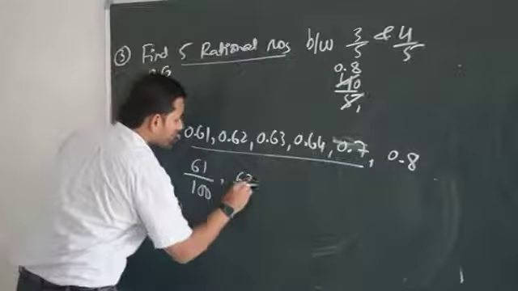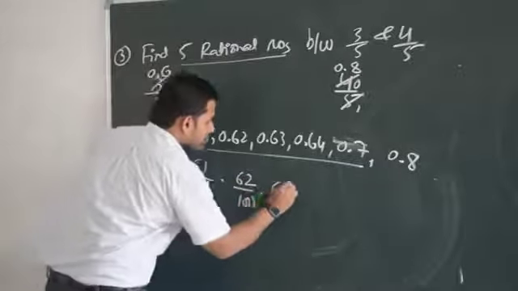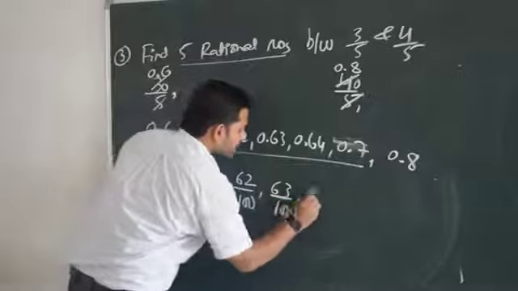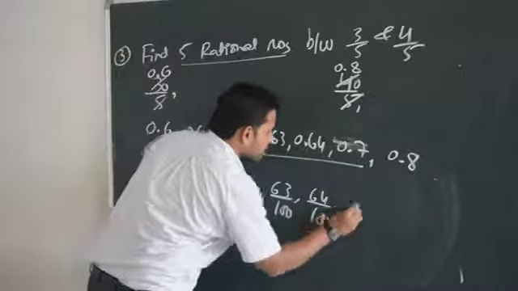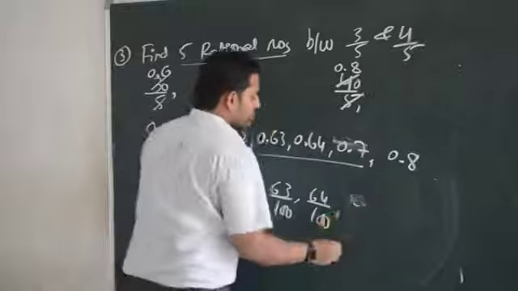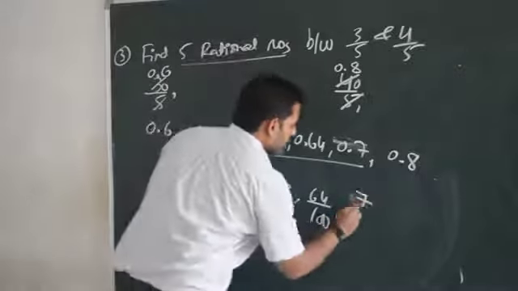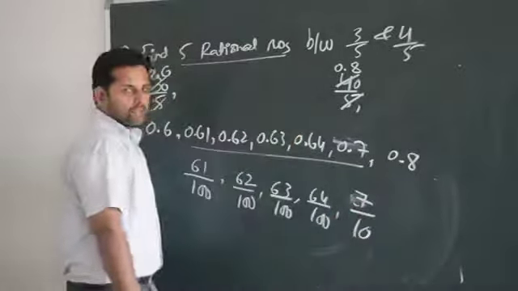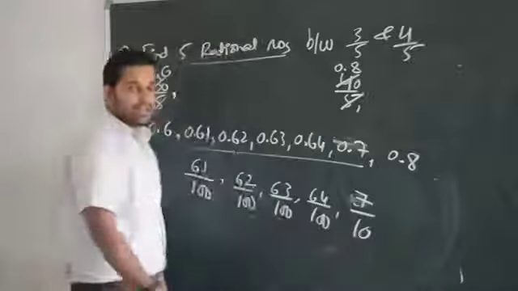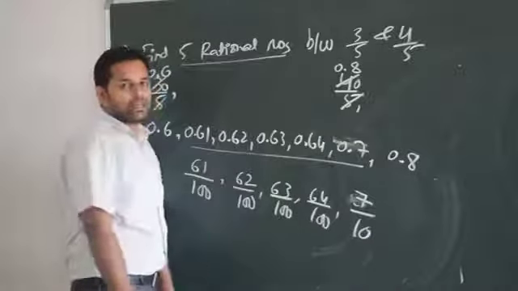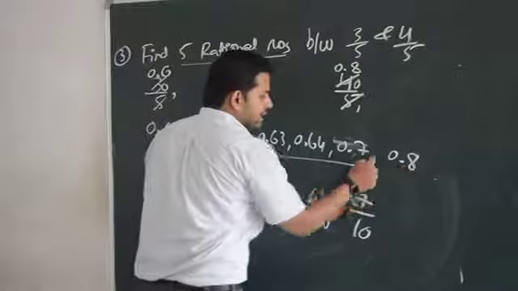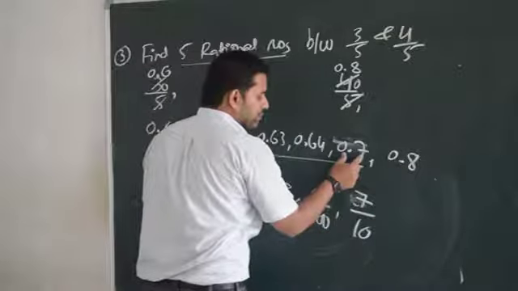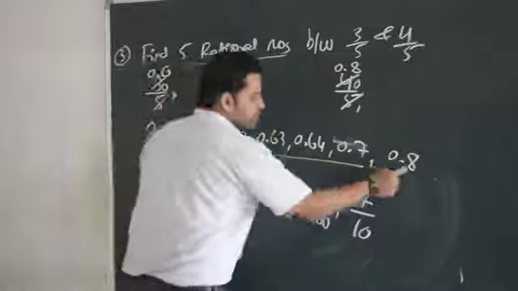Then 62 divided by 100. Then 63 divided by 100. Then 64 divided by 100. Then 0.7 means how to write this? 7 divided by 10. Very simple. You should not write 7 divided by 100. It becomes 0.07 again. It becomes a problem. 0.8 and 0.7. Look at this. 0.7 is between 0.6 and 0.8 only now.